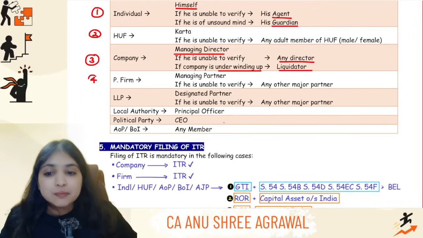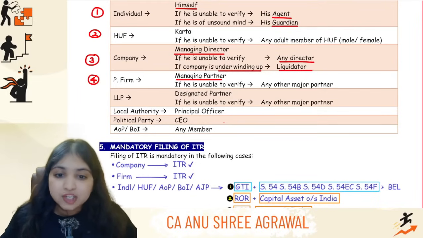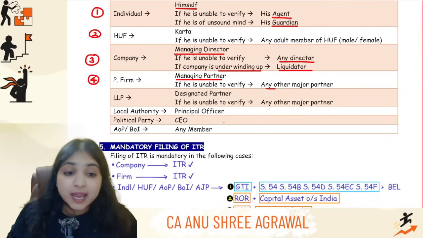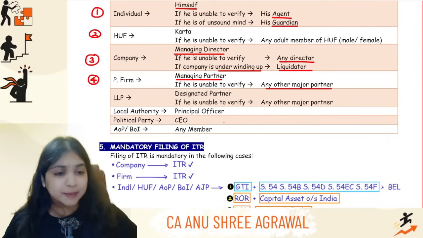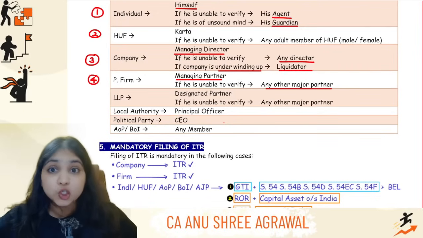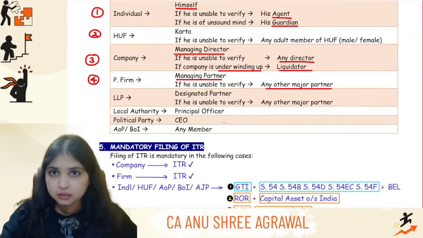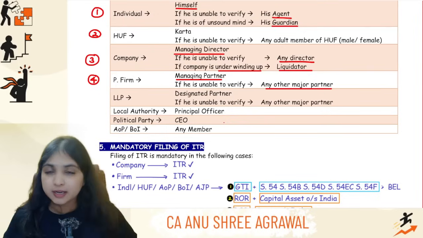Point number 4. If it's a partnership firm, the managing partner, the main partner, will verify the ITR. If he is unable to verify, any other major partner can verify. Sometimes we admit minors to enjoy the benefits of the partnership firm, right? Those minor partners can't do the verification. Any major partner can do the verification.